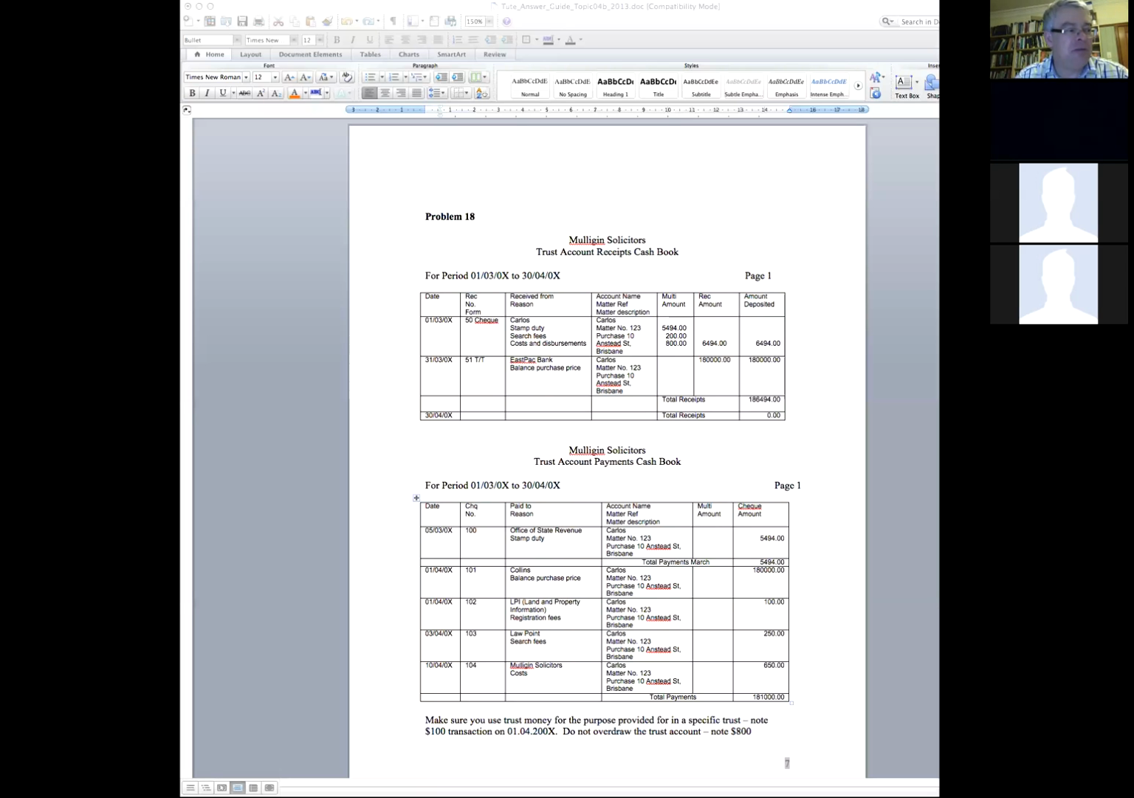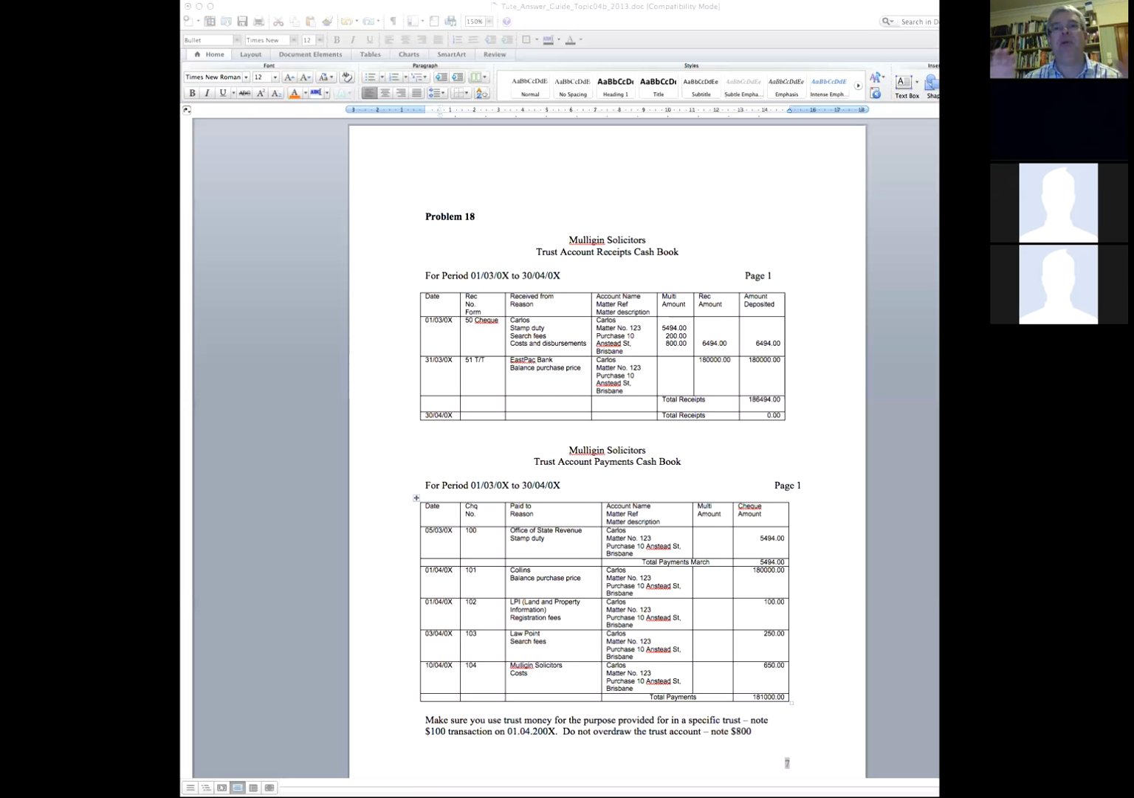In that situation, if $7,000 was called for, you would have to go back to the client and say, we need further monies to be placed in the trust account, or alternatively, we need your authority to use some of the other monies that you've currently got in the trust account to pay this outstanding amount on stamp duty. That's why these multi-amounts are important, because they tell you what amounts relate to specific items. So you've got the breakdown there for stamp duty, search fees, costs and disbursements. The amount received then is $6,494, and that is the amount that's deposited.